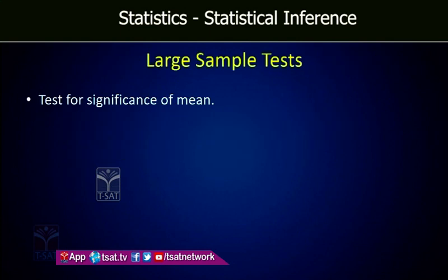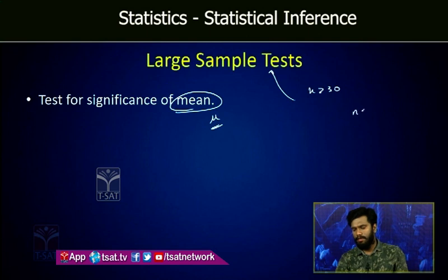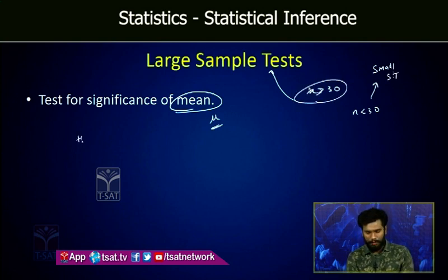Now we'll see the large sample test. So in the large sample test, first we'll see the test for significance of the mean. So here our population parameter we are discussing is mean, that is mu. Now when do we use the large sample test and when do we use the small sample test, that's a big question. Whenever our sample size n is greater than 30, we'll go for large sample test. When n is less than 30, we go for small sample tests.